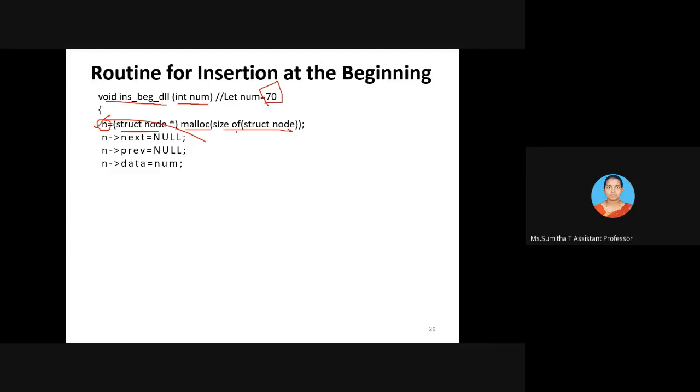This first line returns what? What will be the value of n here? It will return the address, ma'am. Yes, it returns the starting address of the memory location. It is going to allocate some block of storage in the memory, so it returns the starting address of that particular block. The n is having the starting address of the storage space allotted for the particular start node.